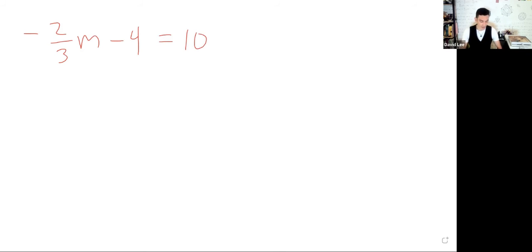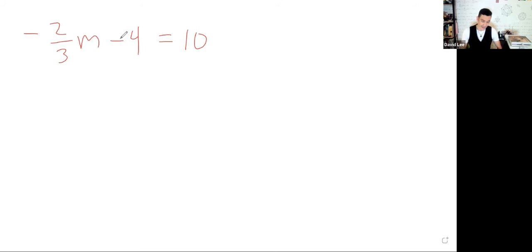So here the goal is to get the letter by itself. I want to get this letter m alone. So I am going to get rid of the fraction, and I am going to get rid of this number. I'm going to move this number to this side, and then we'll get rid of the fraction by moving it to the other side, because then m will be by itself.